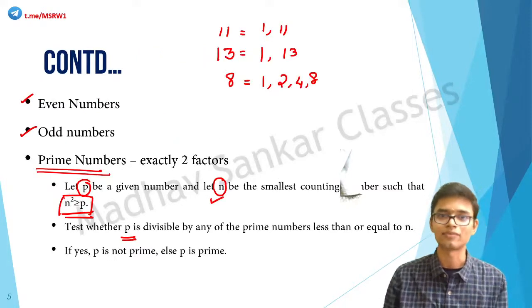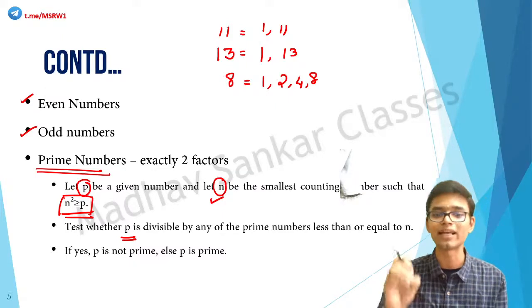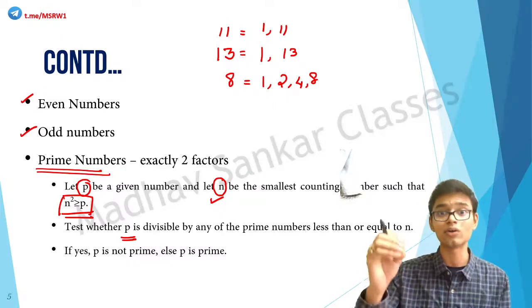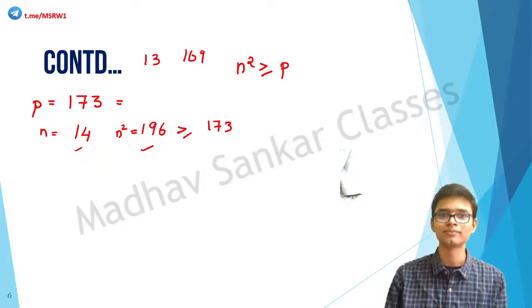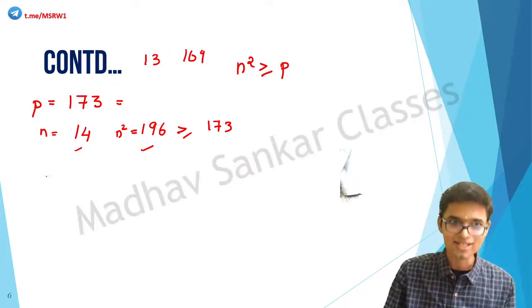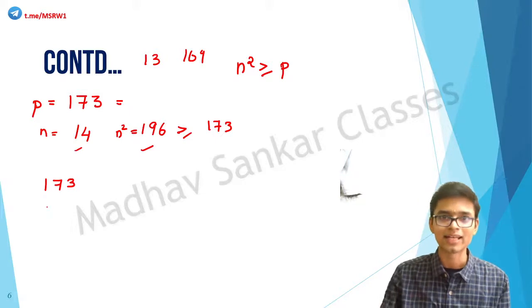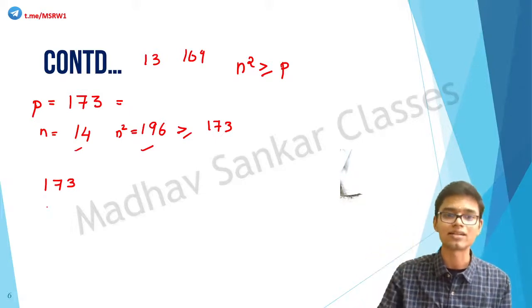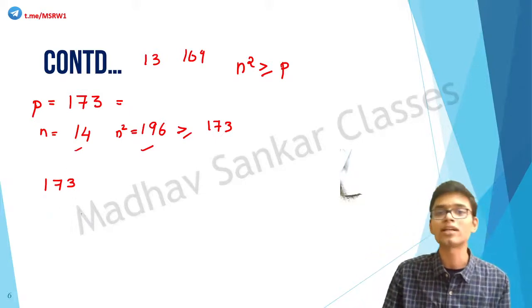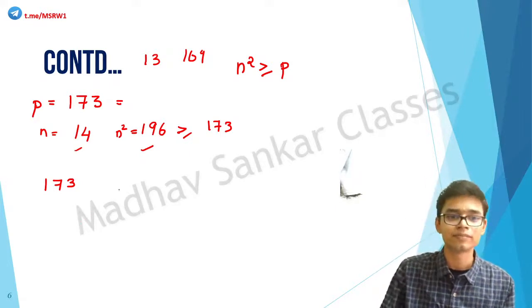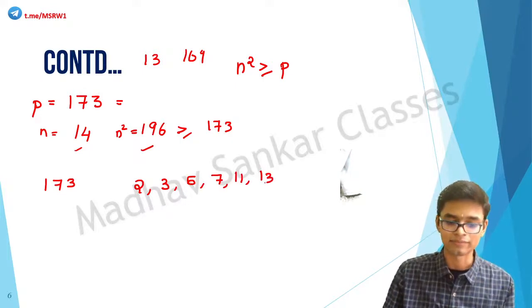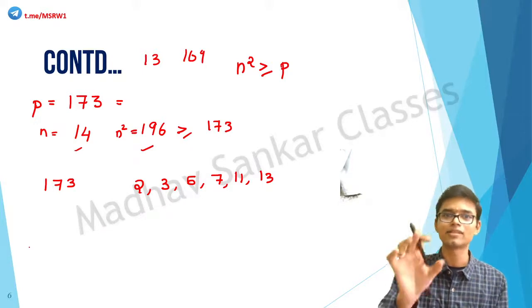Now what we do? We go to the second step. We have to check whether P is divisible by any of the prime numbers less than or equal to n. Okay, now which means we have to see if 173 is divisible by any prime number less than n. So n is 14. So what are the prime numbers less than 14? 2, 3, 5, 7, 11 and 13.